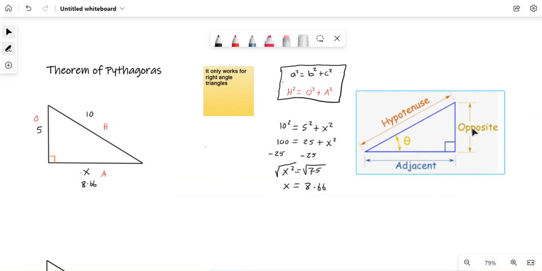The adjacent and the opposite can vary. Sometimes the bottom side can be the opposite, and sometimes this side can be the opposite, or the adjacent can be this side, or sometimes this side as well. What determines whether it's the opposite or adjacent is when we start to look at angles. If we have an angle in this corner, then this side will be the opposite, opposite to the angle. Whereas if we're looking at the angle up here, then this side down here will be the opposite, opposite the angle that we're interested in. That's going to become more relevant in the next section.